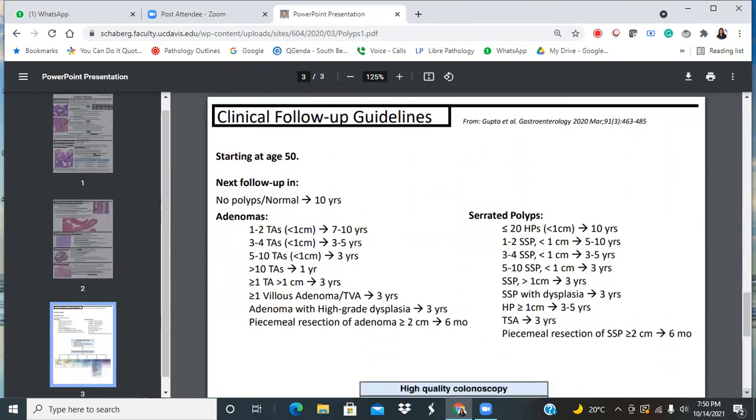Follow-up guidelines, these are important. So starting at age 50, the next follow-up if there is no polyp or a normal colonoscopy is in 10 years. Now 45, okay. Yeah.